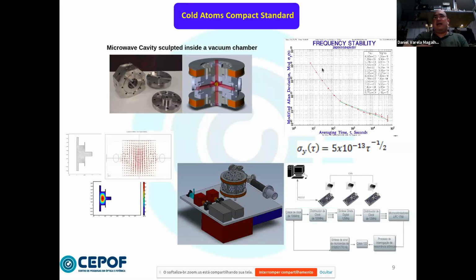We had already an Allan standard deviation. This is the standard deviation that you have once you get a signal averaged during a period of time. This graph explains that when I am, let's say, at 100 seconds averaging time of our frequency signal, we are already below 10 to the minus 13 in resolution. Okay, and so this goes on when your sample size increases.